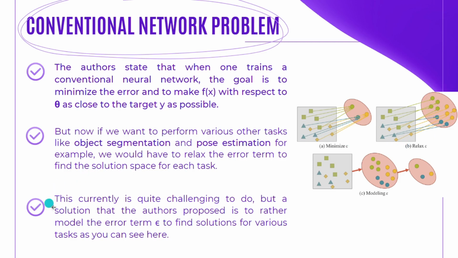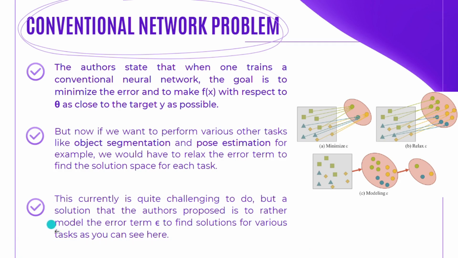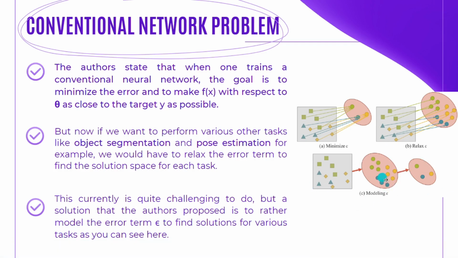This is currently quite challenging to do, but a solution that the authors proposed is to rather model the error term epsilon to find solutions for various tasks by modeling an error. So we just model different errors depending on the different tasks, instead of just minimizing and relaxing the error.